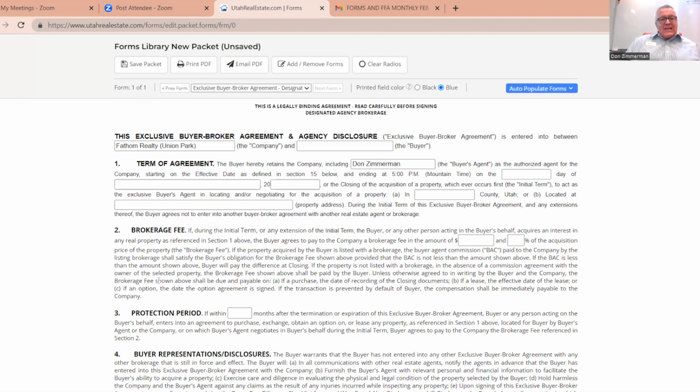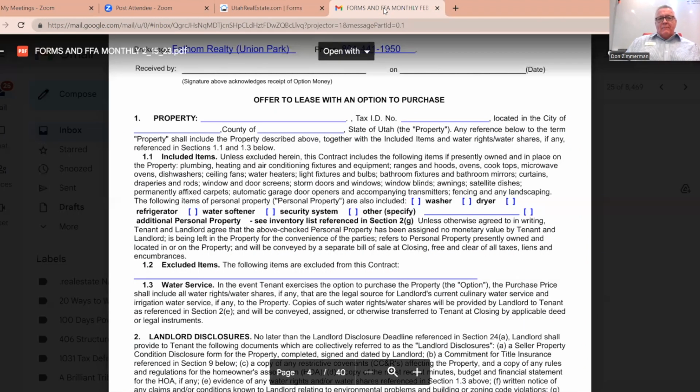If the BAC is less than the amount shown above, buyer will pay the difference at closing. Okay, so it does say that the buyer will make up the difference. If the property is not listed with a brokerage, in the absence of a commission agreement with the owner of the selected property, the brokerage fee shown above shall be paid by the buyer. So that's why, if you have a 3% here and the fee that's being offered is 2.5%, and they say, well, I don't want to pay more than that, you would do an addendum to amend this section. Okay, does that clear that up?